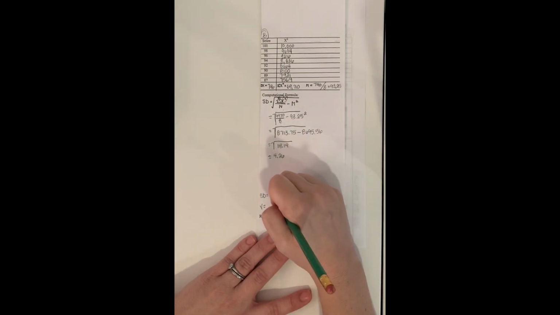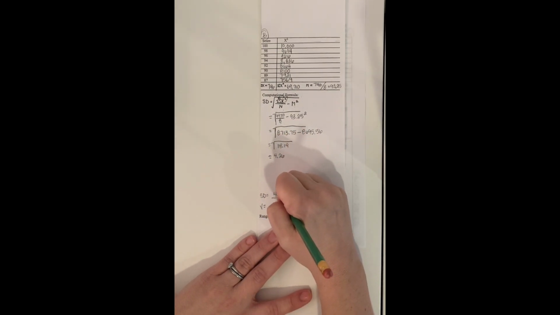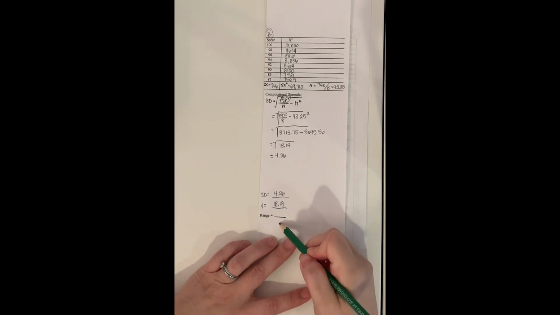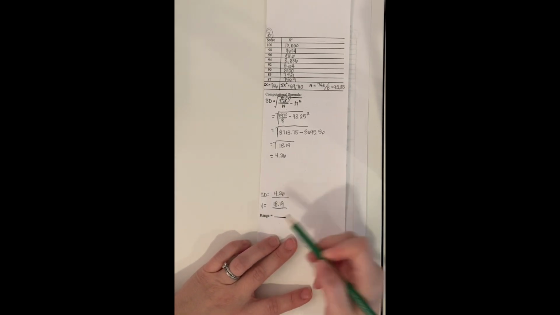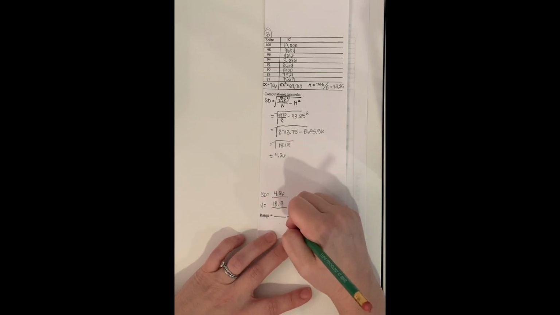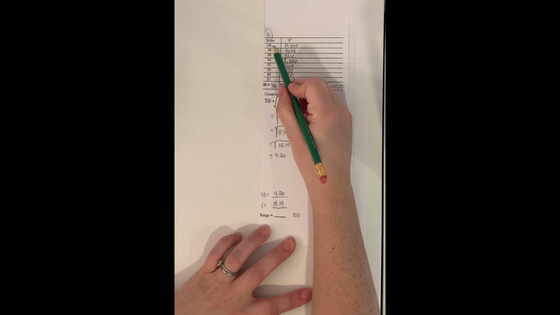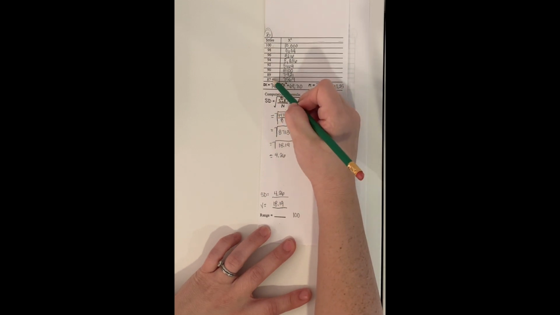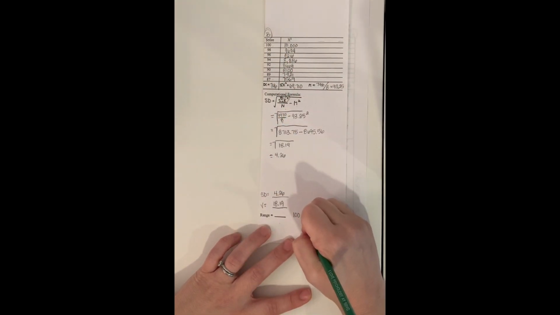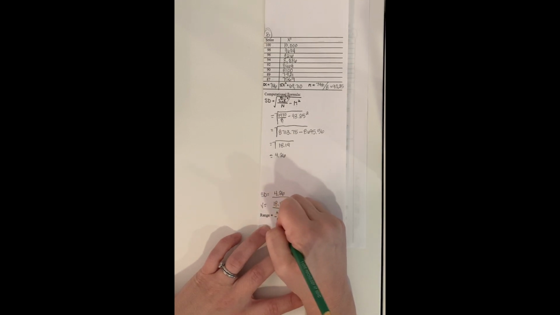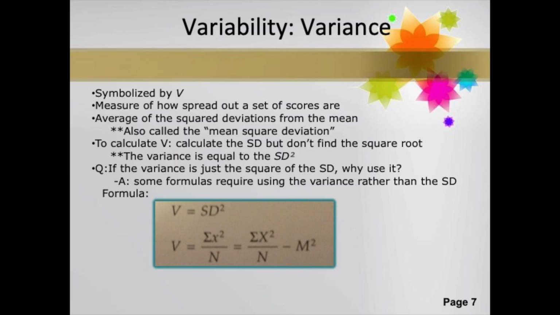And so I'm going to put 4.26 on this standard deviation line I just created. And my last measure of variability that I need to calculate is my range. So to do that, I am going to take 100, which is my biggest number, minus my lowest number. So my highest minus my lowest gives me my range of 13. And that is the measures of variability worksheet.